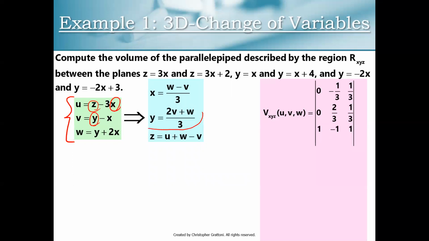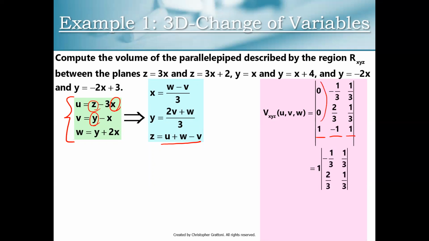Look at y. The partial derivative of y with respect to u is going to be 0. With respect to v is going to be 2/3. With respect to w is going to be 1/3. And then z is the only one of these equations that has a u and a v and a w. So you can see we're going to have 1, -1, 1 for our final row of our 3×3 determinant here. All right, so let's compute that 3×3 determinant.